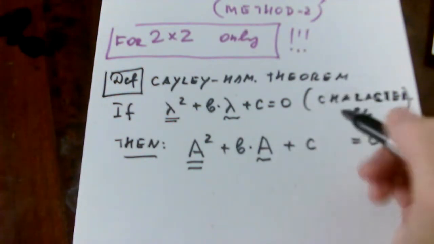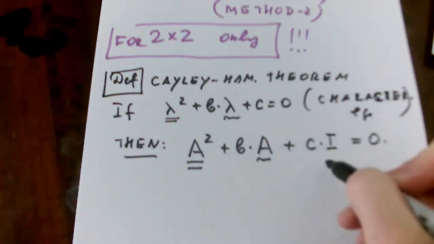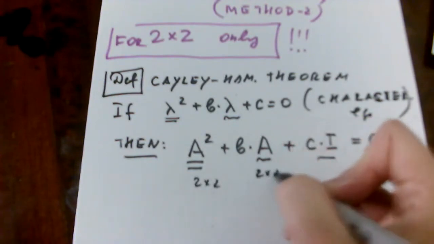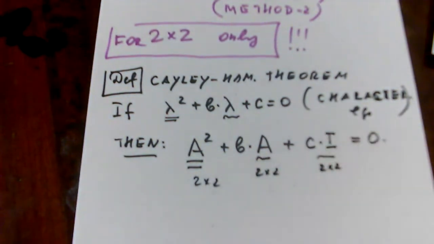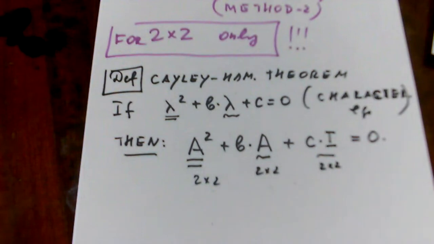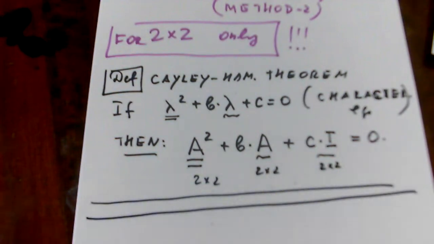That is why a small adjustment is needed. To resolve this issue, we just multiply this C by identity matrix of the same size. So this was 2 by 2, 2 by 2, and that is why we just multiplying by identity matrix, nothing changes except for dimensions. So this is just like a way out. So it's absolutely wonderful, Cayley-Hamilton theorem.